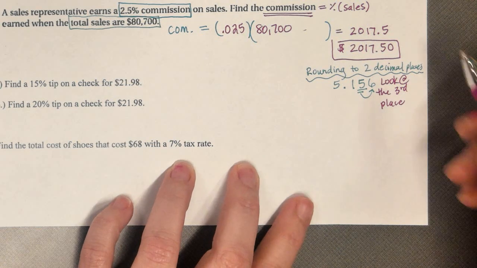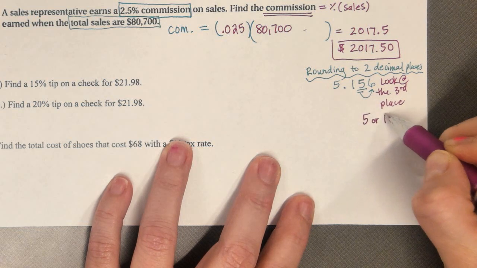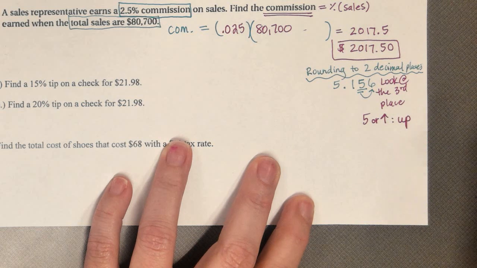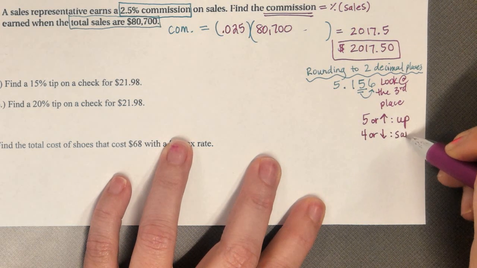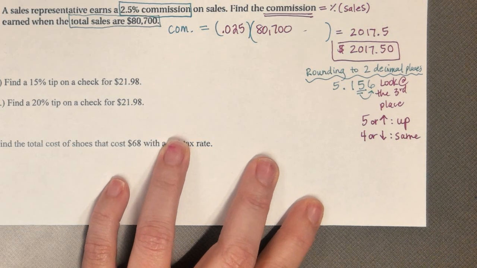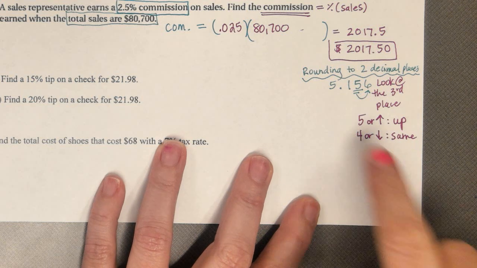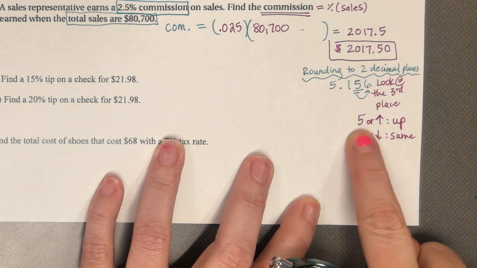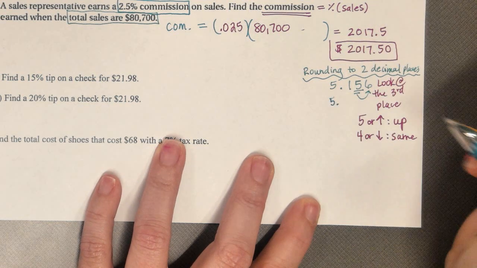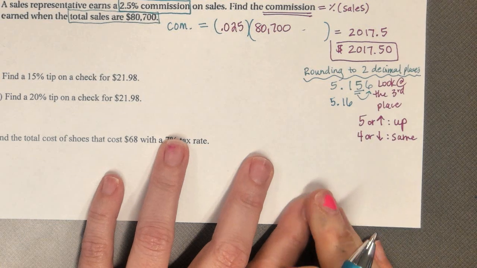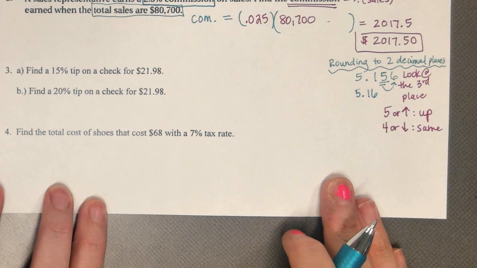So if this number in the third place is 5 or above, you round it up. If it's 4 or below, you keep it the same. So if you had 5.156 and you were to round it, 6 falls into this category. So if you rounded, it would be 5.16. Yep, good. Now sometimes there are going to be some that are a little trickier, so we'll work through those together.